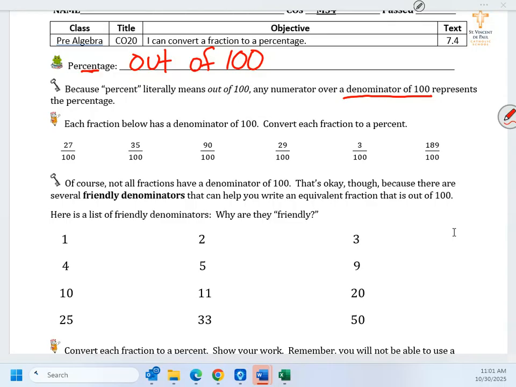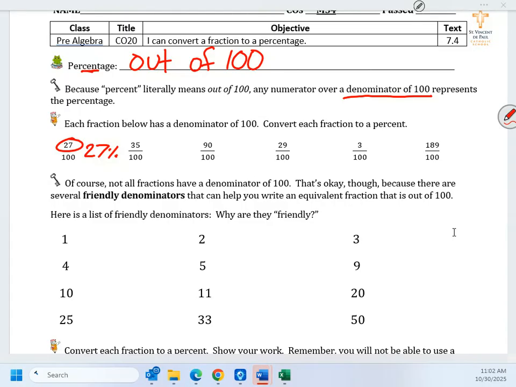So how would we convert 27 hundredths to a percentage? What percent would it be, Henry? It'd be 27%, it's already out of 100. Yeah, so you just take the numerator. If that denominator's already 100, you just take the numerator and turn it into a percentage.